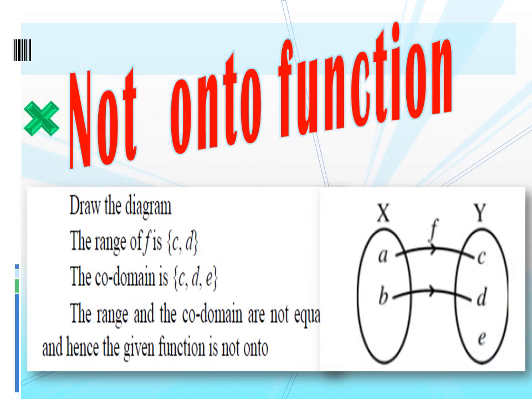Example for not onto function. Here look at the arrow diagram. The codomain element E does not have a pre-image in X. Therefore, it is not an onto function. The range of f is C, D. The codomain is C, D, E. The range and the codomain are not equal. That is, the range of f is a subset of the codomain. Therefore, the given function is not an onto function.